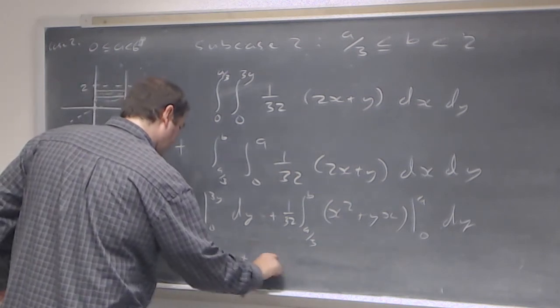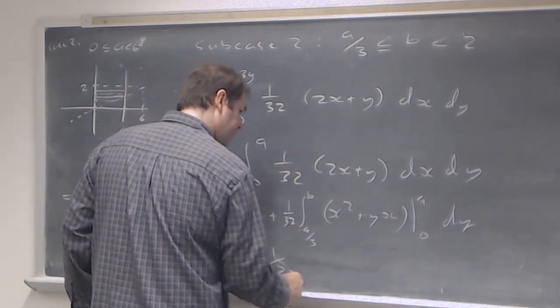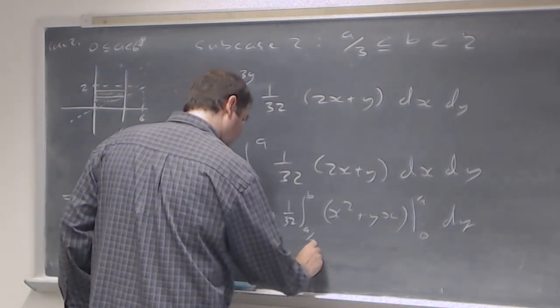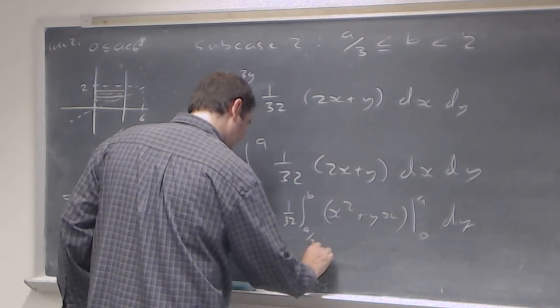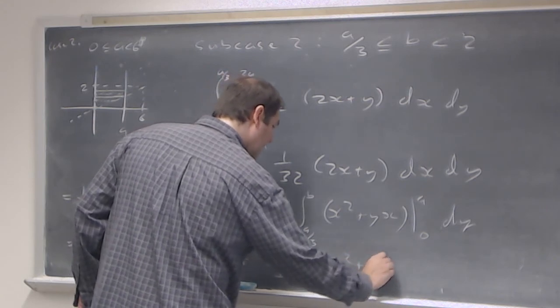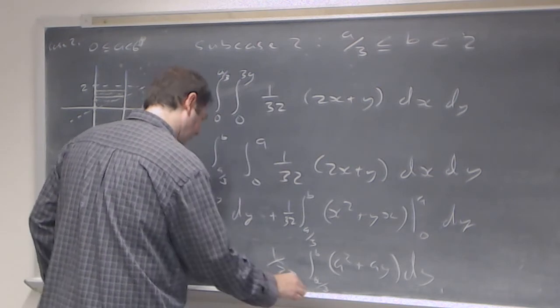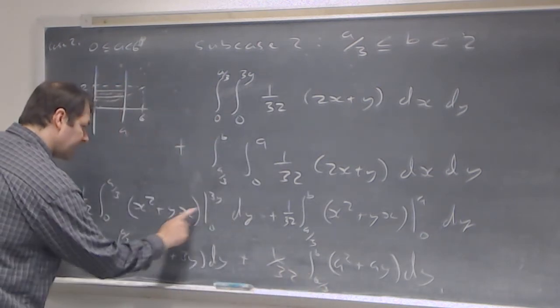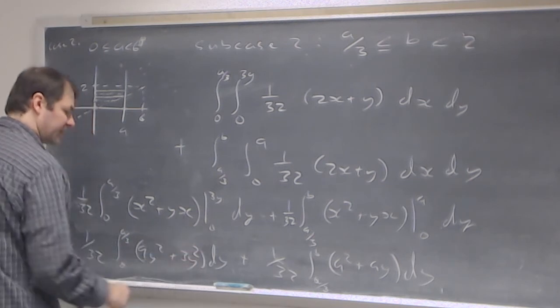plus 1 over 32. Here, this is going to be sticking in a, so it's an integral from a over 3 up to b. Here this will be a squared plus ay dy. Okay, I made a mistake. Here when I let x be 3y, I get 3y squared. Correction.